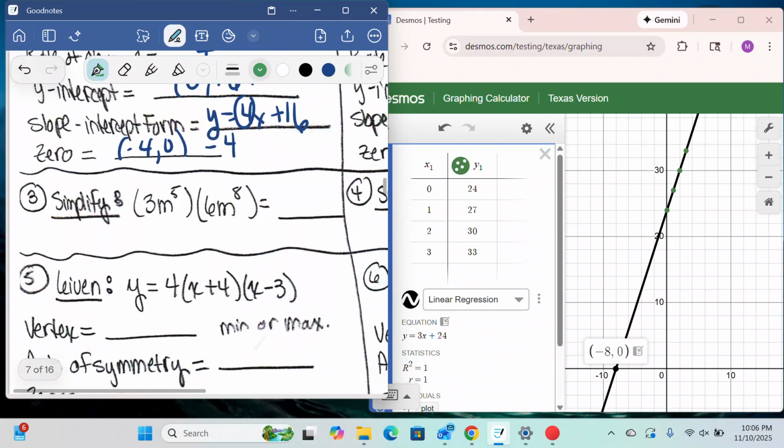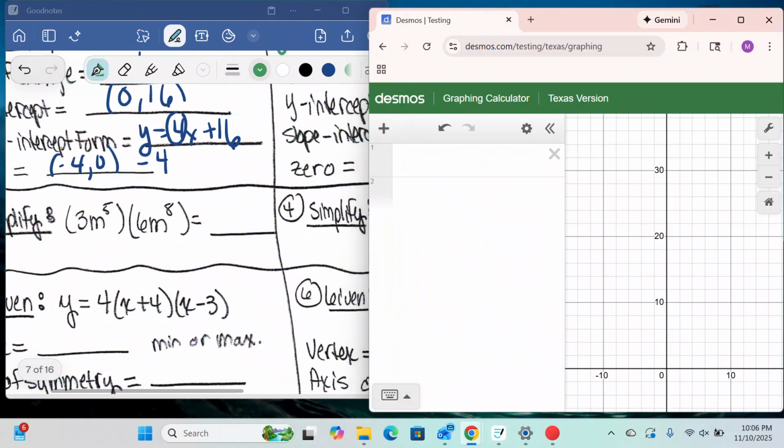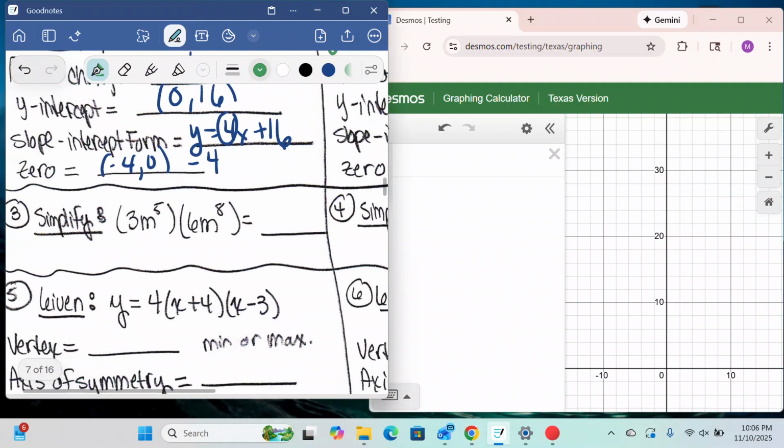So looking at number 3. Number 3 doesn't really require us to use Desmos, but you can if you want. If you want to learn how to multiply the numbers, if you don't know what 3 times 6 is, which is 18, then you can go ahead and do that. But all you do is multiply 3 times 6, and it is 18.